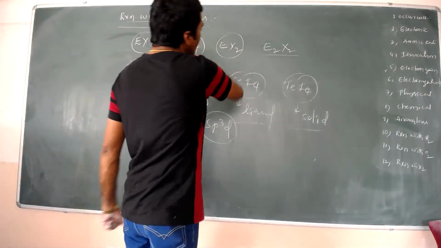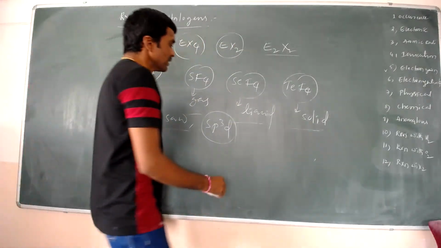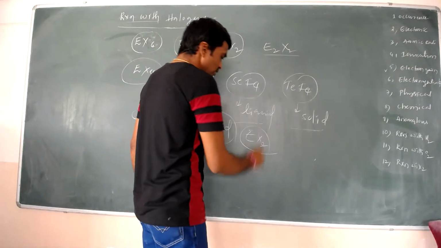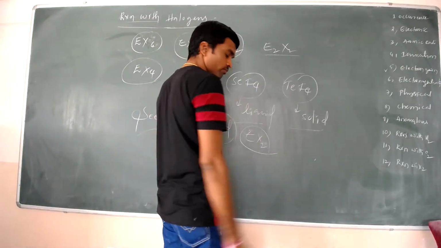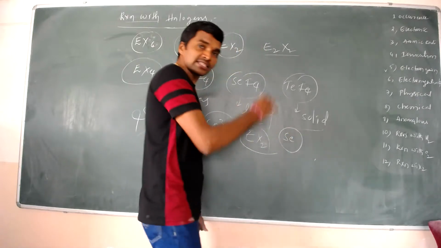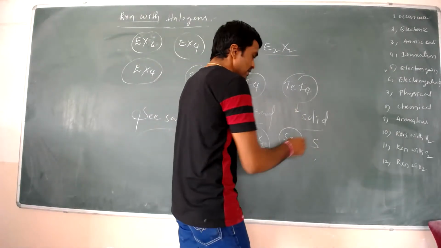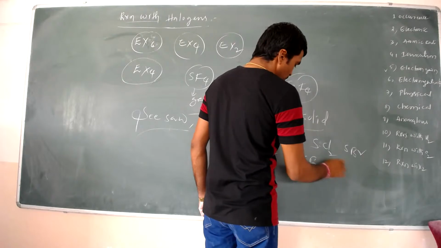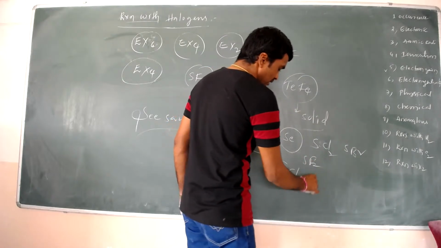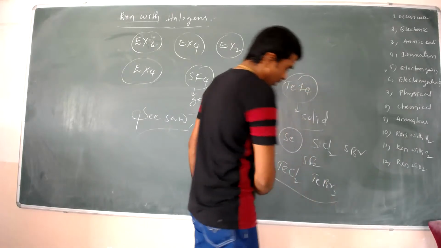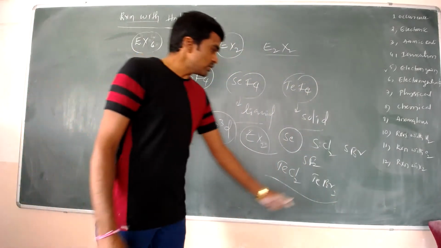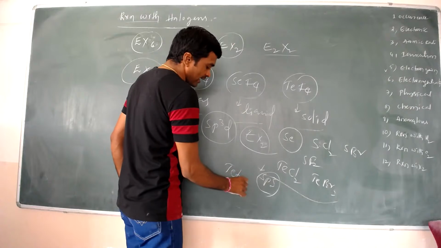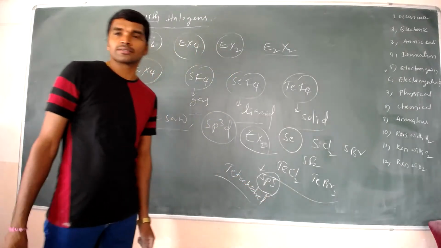Next, the EX2 type. In the form of EX2 type, except for selenium, EX2 is formed by sulfur: SCl2, SBr2, SF2, and likewise tellurium compounds such as TeCl2, TeBr2. These have sp3 hybridization and a tetrahedral structure.